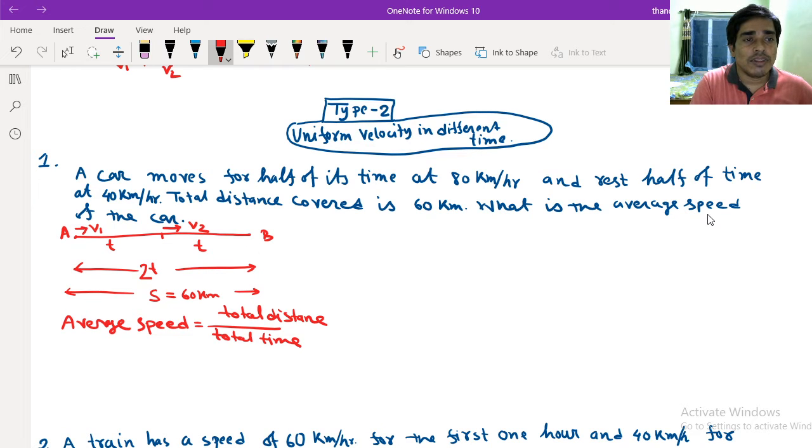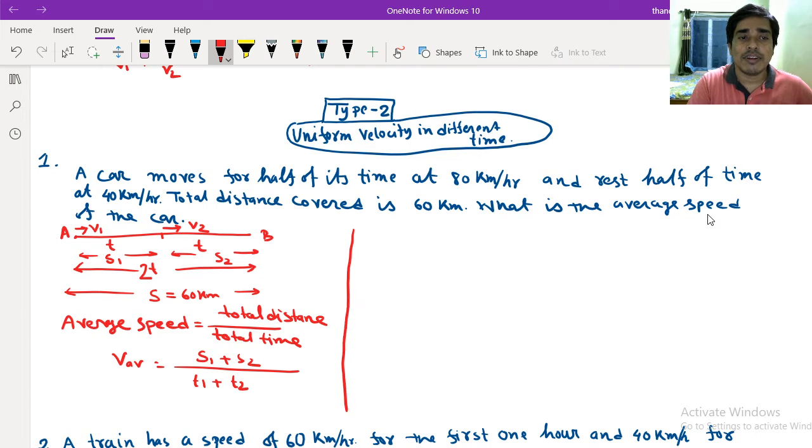So suppose this is S1 and this is S2. This path is not equal because here time is divided by 2, path is not divided by 2. So V average will be total distance S1 plus S2, and here is time T1 plus time T2.